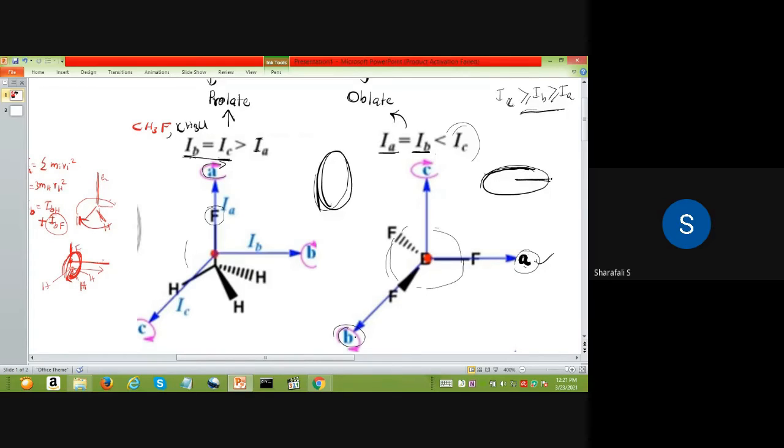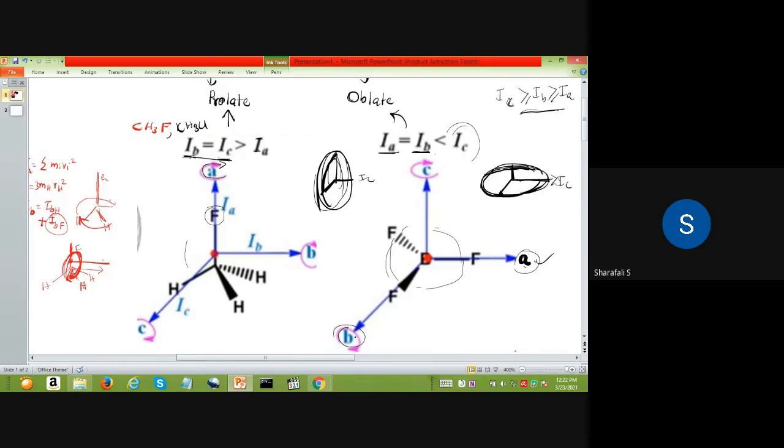You have to take IC. If you take this as your IC, in that case this will be larger, and these two will be the same. IA and IB will be the same. Then we'll get this oblate structure like this. And if you take the same concept here, you take IC here so that your IC is smaller, and your IB and IA have to be the same. They are larger than IC. So just draw that.